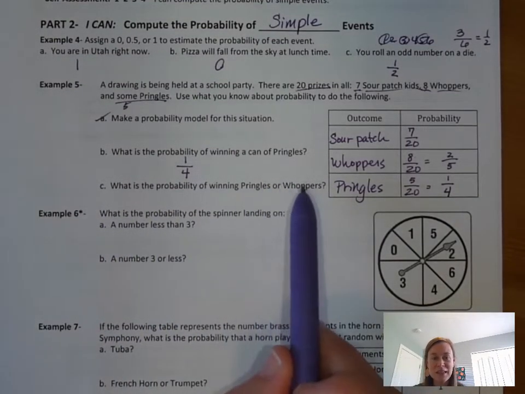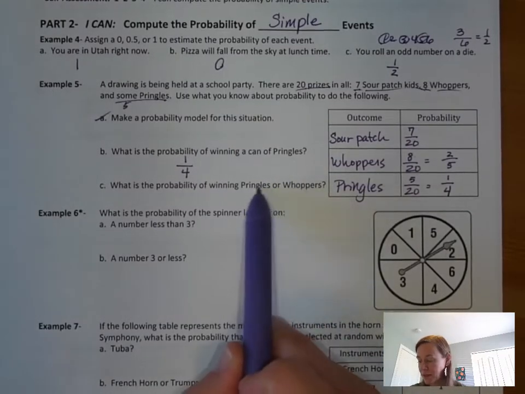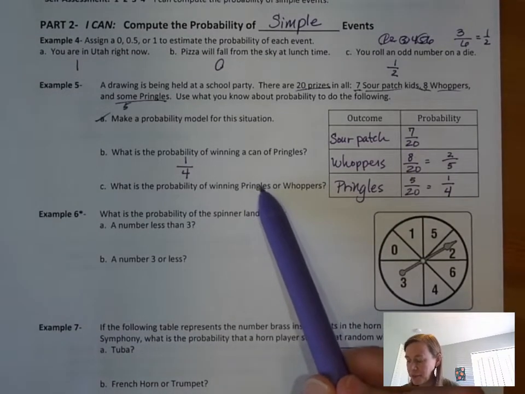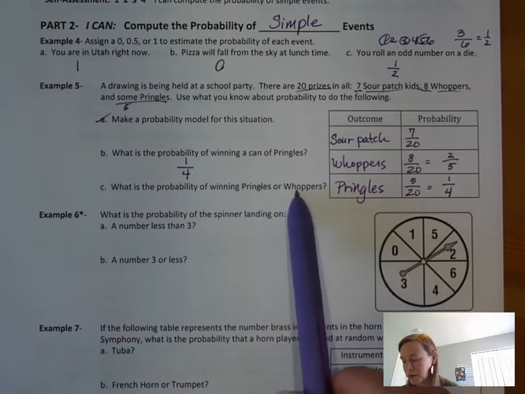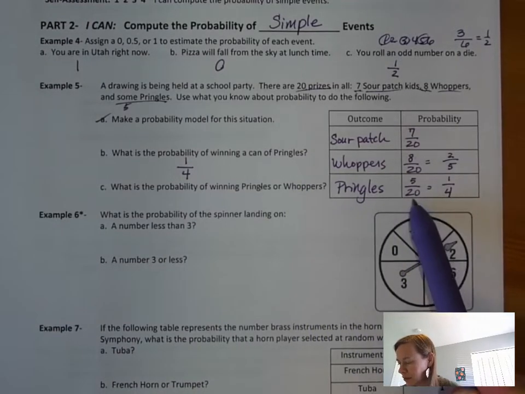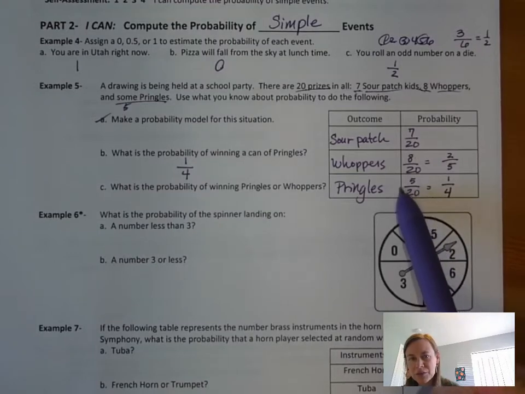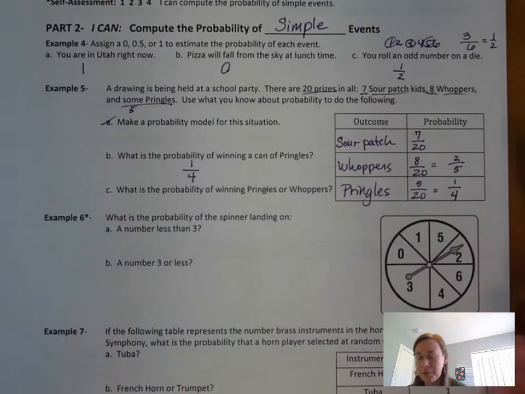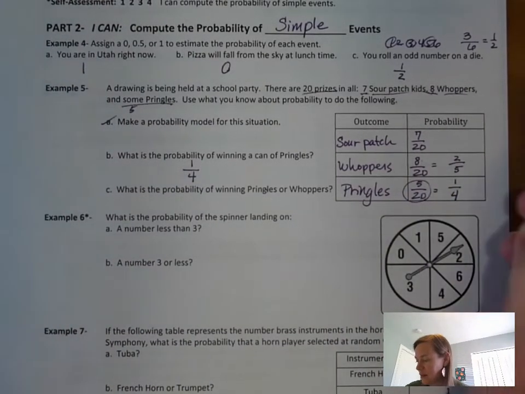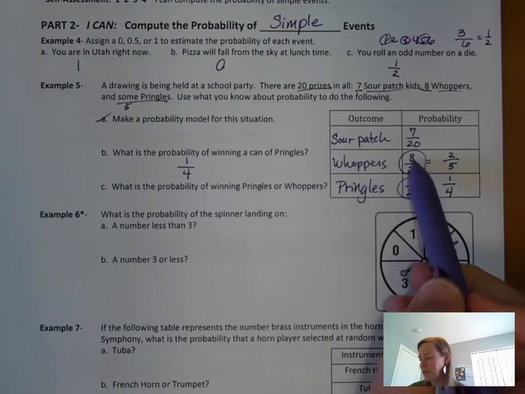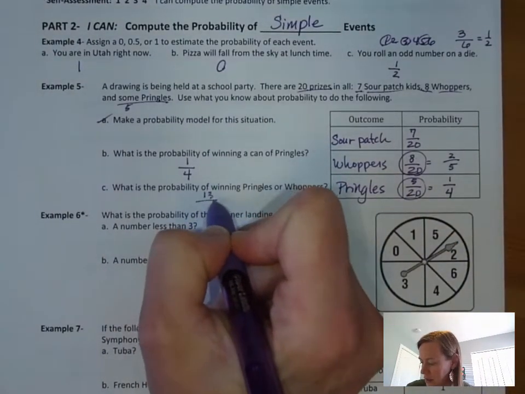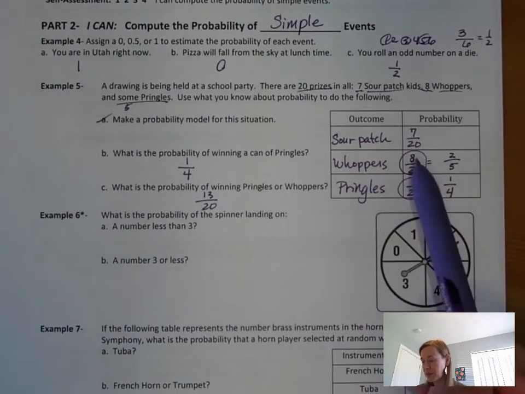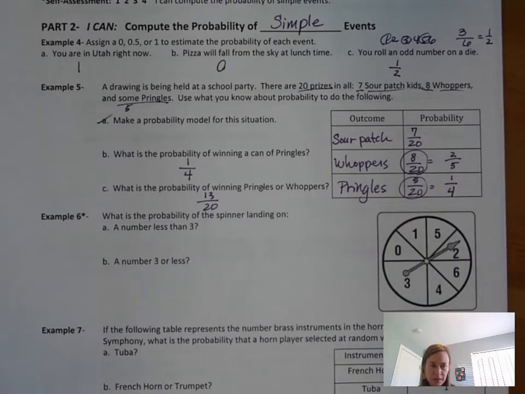Okay, so now when you have it stated like this, where there are these two possible outcomes that you're looking for, then you just need to add them together. So we need to add the probability of Pringles to the probability of Whoppers. We're going to stick with the unsimplified ratio here because it'll be easier to add, because that way they both already have a common denominator. So we're going to add 5 over 20 to 8 over 20. And let's see, 5 plus 8 is 13. We keep that denominator the same, so it's just over 20. So the probability of winning Pringles or Whoppers, you combine these two and you get 13 out of 20.